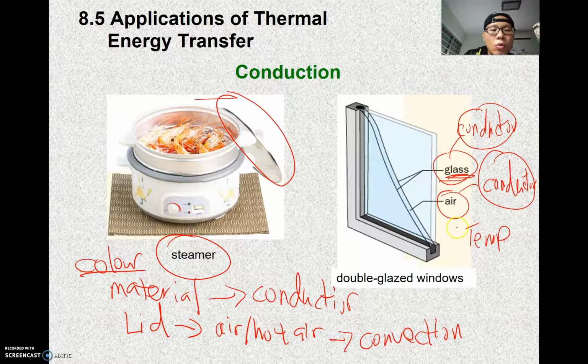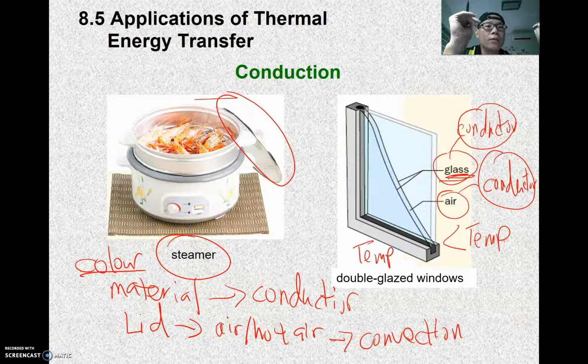Outside temperature is lower than the interior temperature. So at this instant in time, whereby outside temperature is lower than the interior, your heat will actually be lost to the surrounding, actually be conducted out to the surrounding. So how do we reduce it? By the presence of using double glazed window. The air, being a bad conductor, will reduce the heat loss being conducted out to the environment.